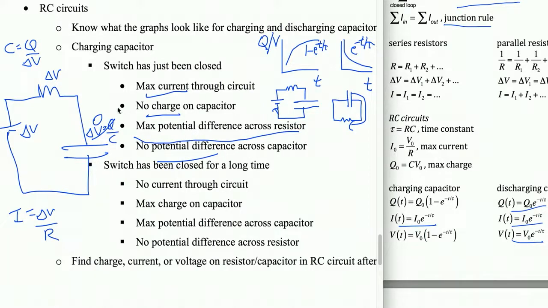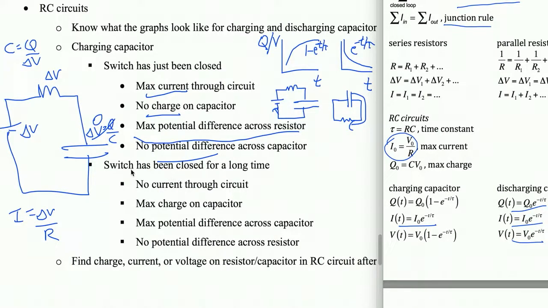And so the next thing is, if you want to find that maximum current that happens as soon as the switch is closed, then you would just use that delta V over R. It's called V naught here, but it's the same as delta V.